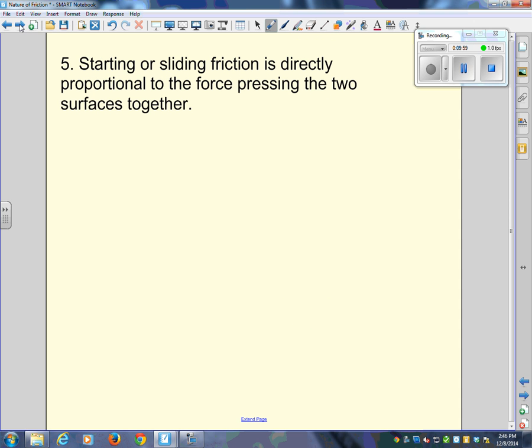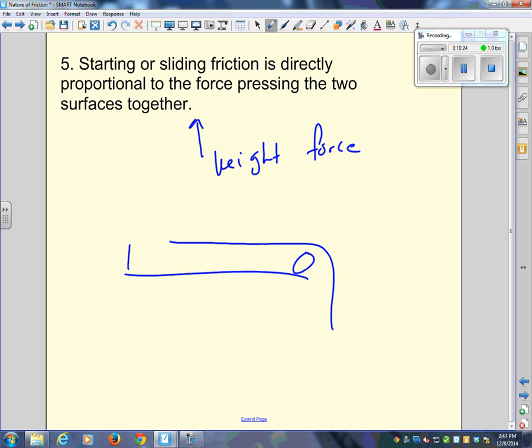Okay, and the last one, starting or sliding friction is directly proportional to the force pressing the two surfaces together, which is generally the weight force. That's what it is. It's how much weight. Do you remember when you did the lab, and you had the wood block like this, and you kept adding weights on top? And it slowed down. You are in fact increasing the weight force, which in turn increases the friction.